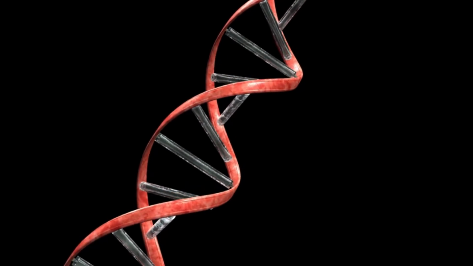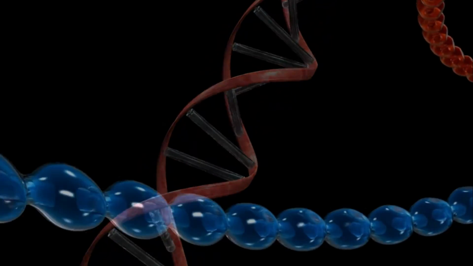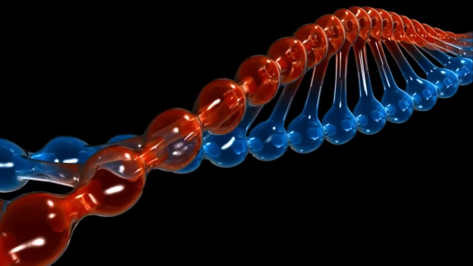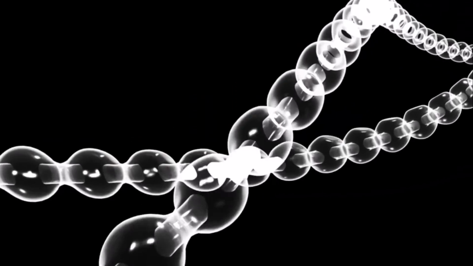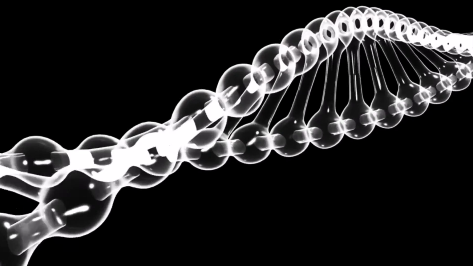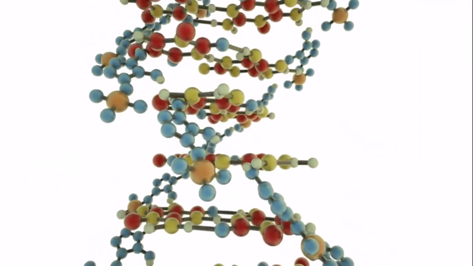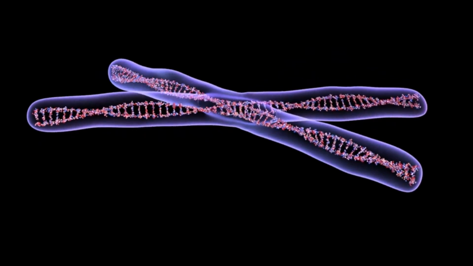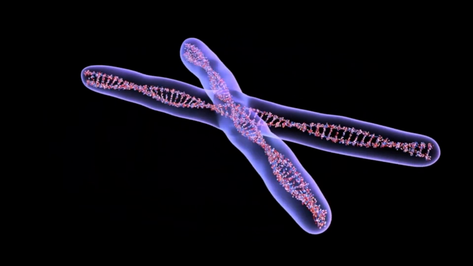Nucleic acids are macromolecules that store information and provide the instructions for building proteins. There are two types of nucleic acids: DNA, which stands for deoxyribonucleic acid, and RNA, which stands for ribonucleic acid. DNA is the genetic material that we inherit from our parents. DNA resides in the cell as one or more very long fibers called chromosomes.